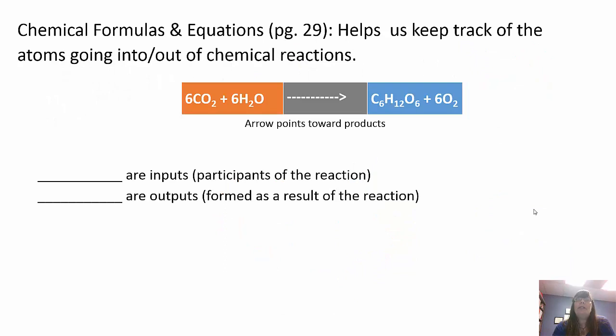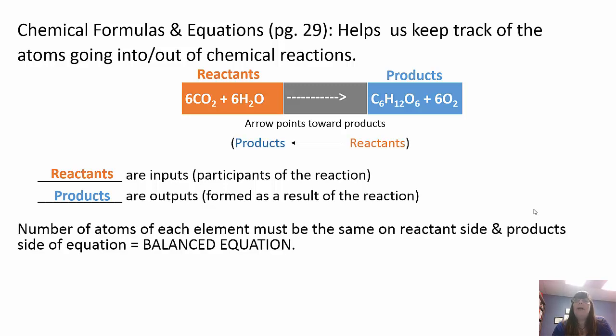So chemical equations and formulas basically help keep track of what's going on in a reaction. So you have 6 carbon dioxide plus 6 water yields glucose plus 6 oxygen. So you have reactants, which are going into the reaction, and products coming out of the reaction. Now you can tell which is which by which way the arrow is going. So the arrow is going to always point towards products. Now some reactions are reversible, so the arrow will point in both directions. But for this one, the inputs are the reactants and the outputs are the products. Now the reactants would be carbon dioxide and water. The products would be glucose and oxygen.